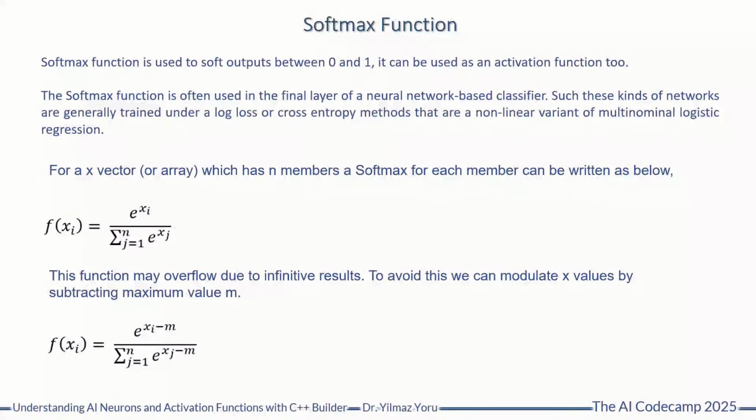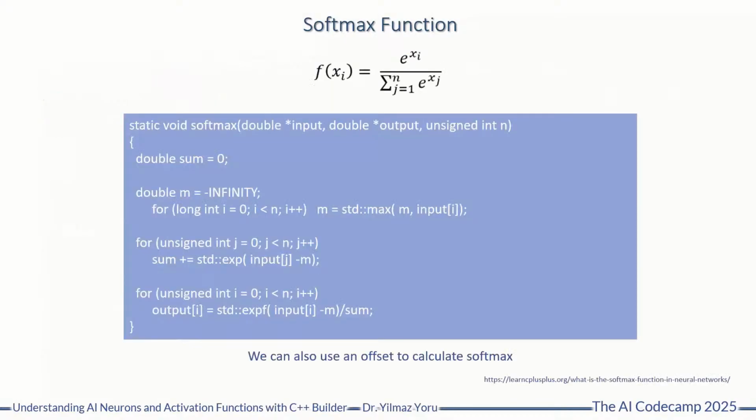So for an X vector or array which has n members in a softmax, each member can be written as below. This function may overflow due to infinity results. To avoid this, you can modulate the x value by subtracting a maximum value m. So this can be used as here. And here is an example of the softmax function in C++. This is explained well in learncplus.org with the full example. So you can use it freely and easily.